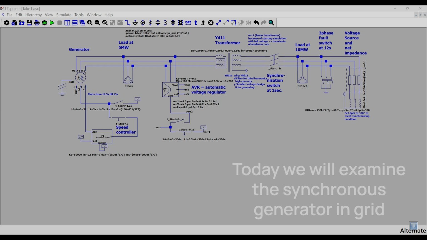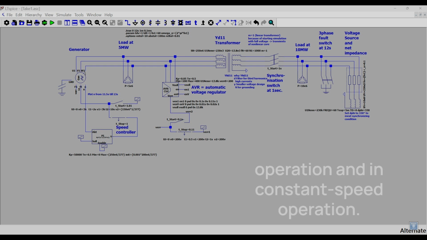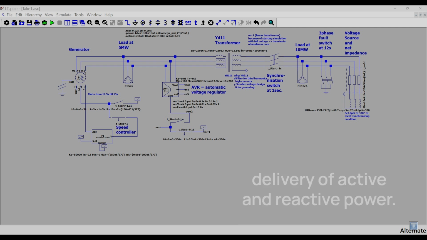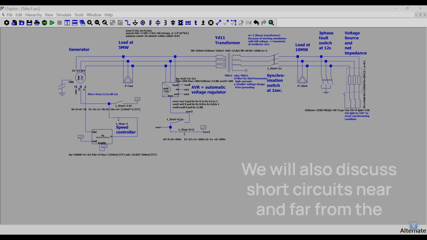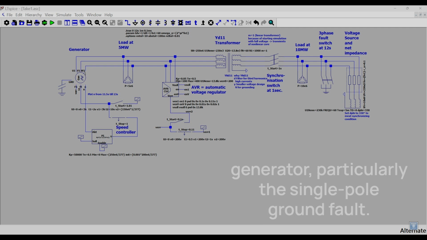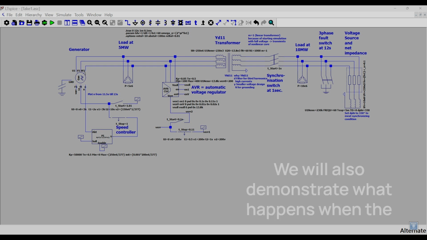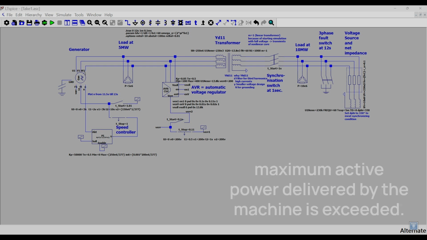Today we will examine the synchronous generator in grid operation and in constant speed operation. We will simulate synchronization and the subsequent delivery of active and reactive power. We will also discuss short circuits near and far from the generator, particularly the single-pole ground fault. We will also demonstrate what happens when the maximum active power delivered by the machine is exceeded.